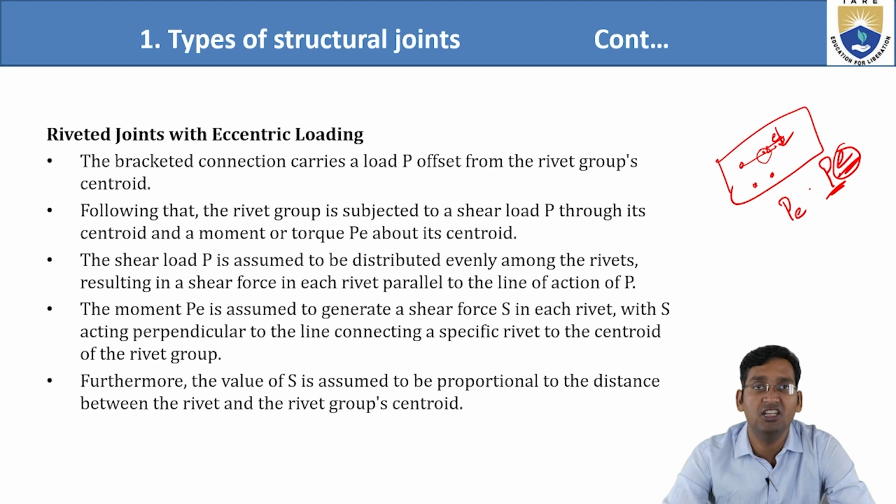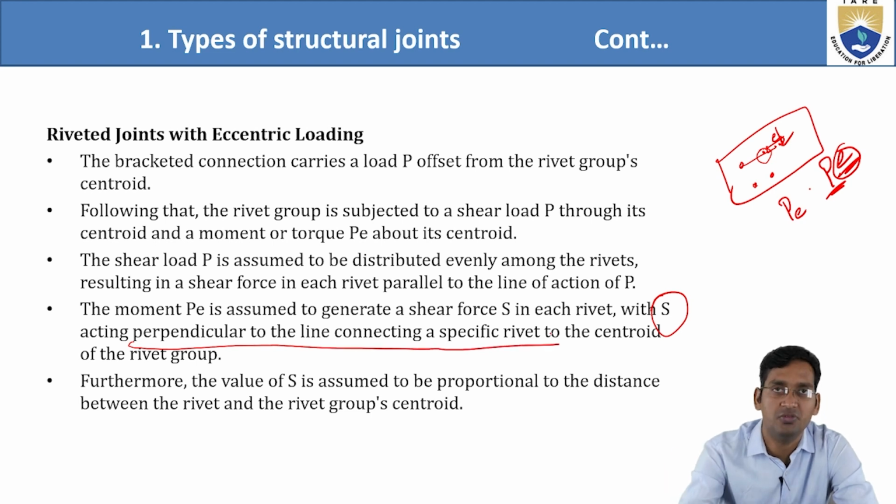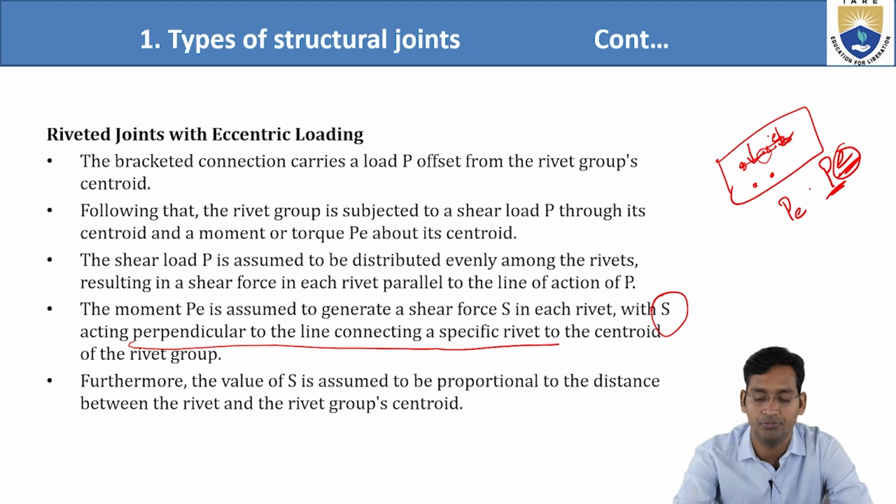The moment P into E, or PE, is assumed to generate a shear force S in each rivet. So because of that moment, what happened? They are producing a shear force S in each rivet, with S acting perpendicular to the line connecting a specific rivet. So now where will this S act? S will act perpendicular to the line connecting the specific rivet. So the line connecting rivet 1, 2, so now this will act perpendicular to this one.